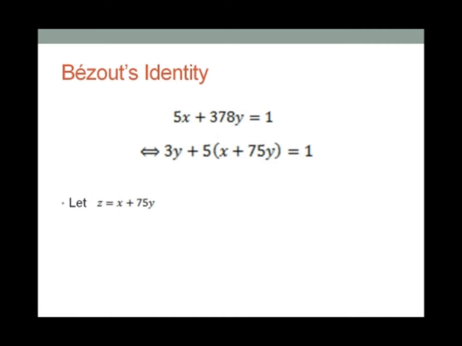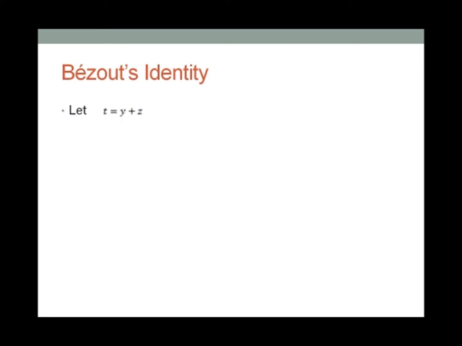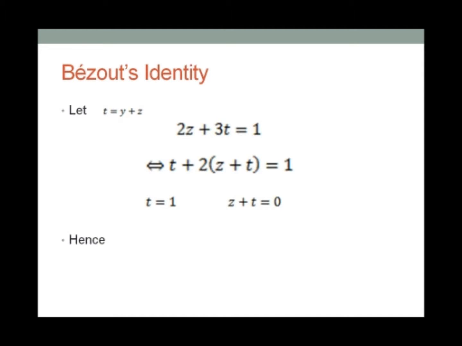Now, let z equal x plus 75y. We can then simplify the equation into the following. Let's call another variable t, which equals y plus z. We can then transform the equation this way. Now we can tell that t equals 1 and z plus t equals 0. Hence, z equals minus 1, and y is then equal to 2.